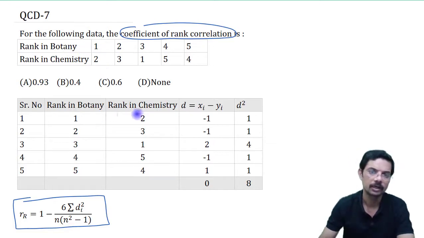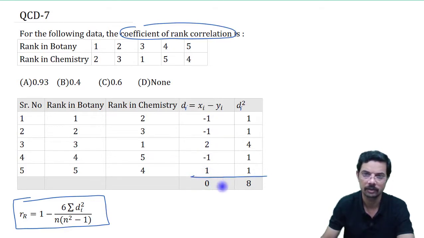Now we need to find the differences in the ranks, that is Di equals Xi minus Yi. So 1 minus 2 is minus 1, 2 minus 3 is minus 1, 3 minus 1 is 2, 4 minus 5 is minus 1, and 5 minus 4 is 1.